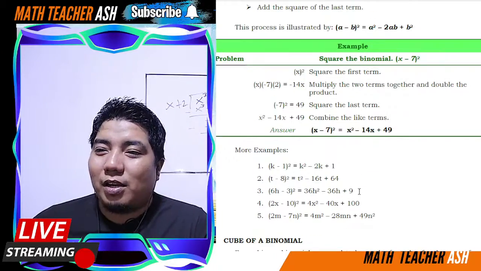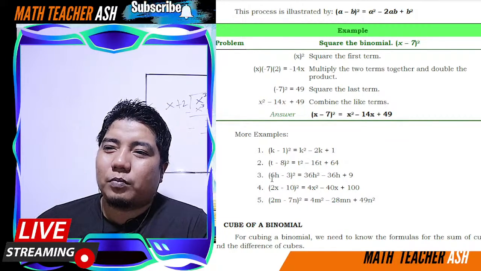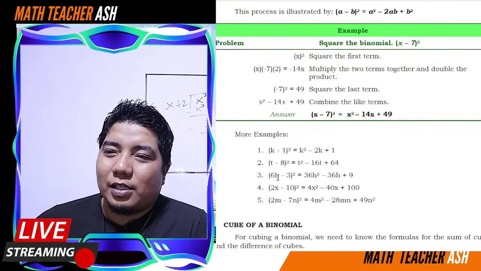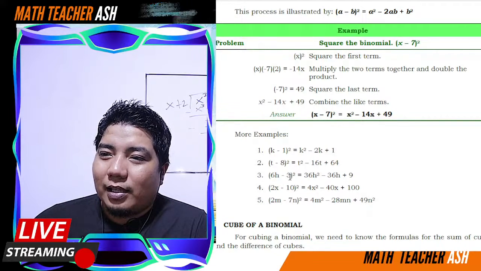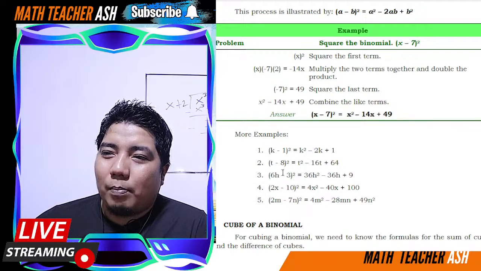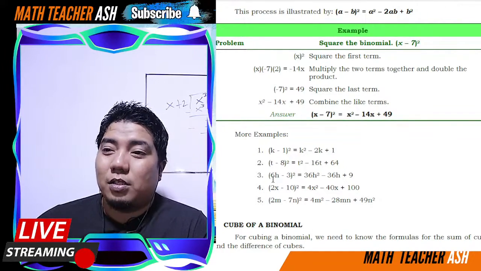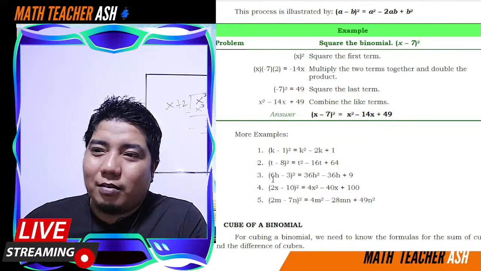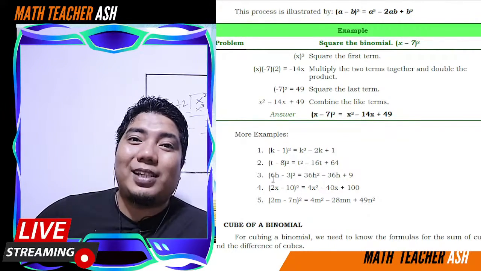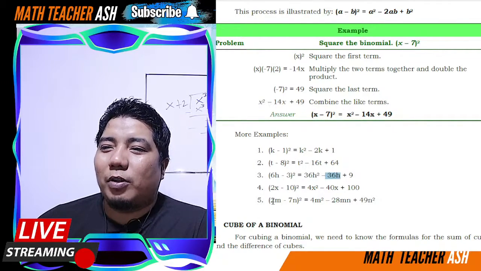Okay, same goes here. So, we have 6h minus 3 squared. So, 6h, that is 36h squared. 3, that is 9. Okay, 9. You multiply both 3 and 6h, that is 18h. Double mo yan, 18h, that is 36. So, negative 36. How about here?